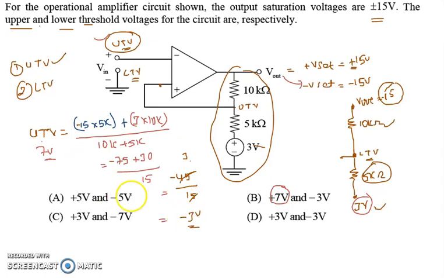So now my lower threshold voltage is minus 3 volts. See, it is matching here. So now the correct option is option B. Okay, so it is a way of solving such type of problems.